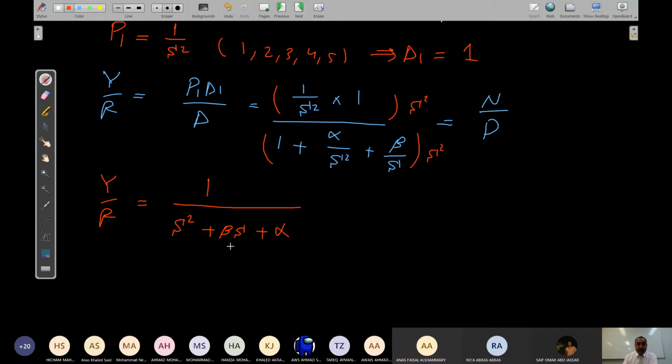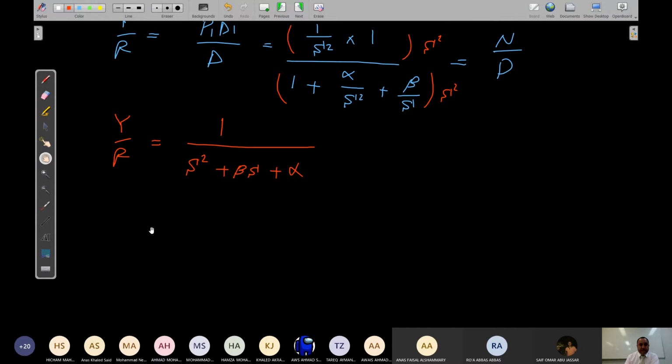So now if I need to find, let's say, y of t, the first thing I must specify is beta, alpha, and r. And for that, let's assume that alpha is equal to 6 and beta is equal to 5. And I need to find the unit step response.